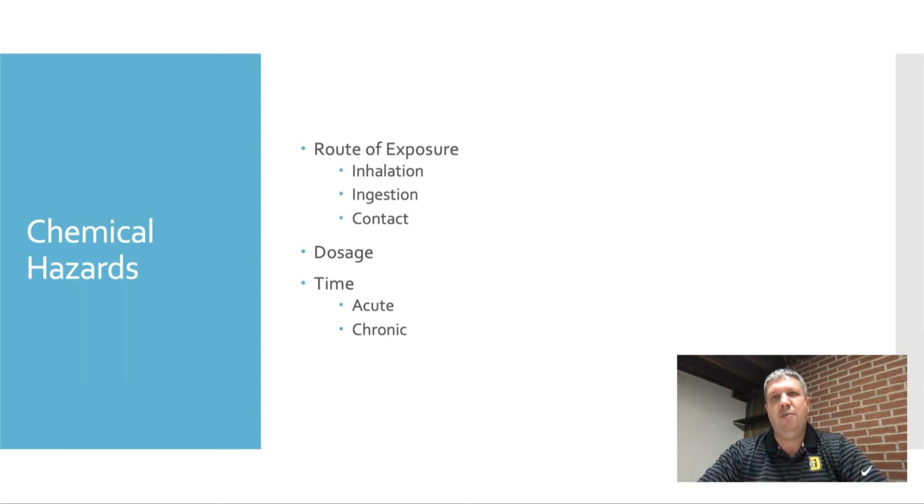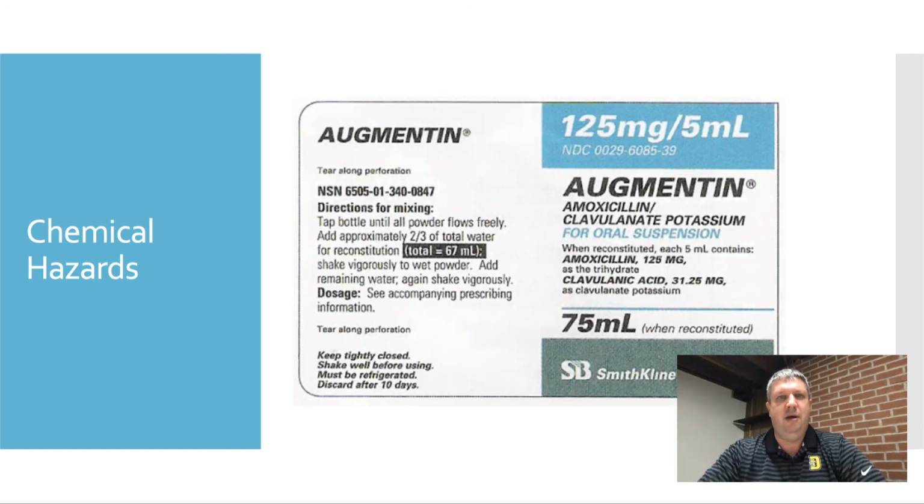So how harmful a chemical is to you is really dependent on not only the nature of the chemical, but also the way in which you come into contact with it: route, dosage, and time. This is a label from a common antibiotic, Augmentin, and you can see lots of information here about it. This is one where the pharmacy actually has to produce a liquid medicine. If you've ever had an antibiotic when you were a kid that you had to take with a spoon, Augmentin is a common one to give. They talk about here that, in the dosage, each 5 milliliter dosage contains 125 milligrams of the Augmentin medication.